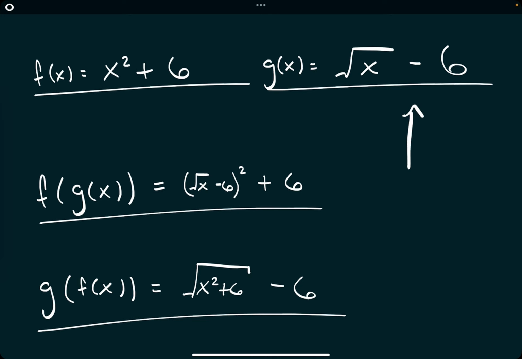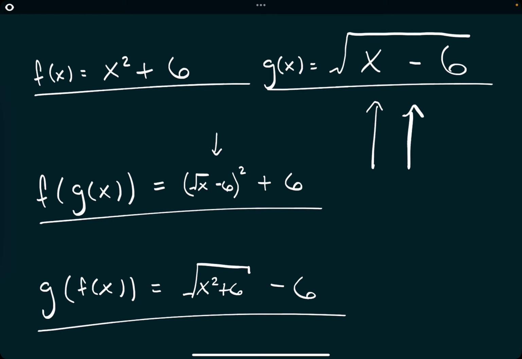Any idea what small change we could make to g of x so that f of x and g of x would be inverses of each other? Take a moment to think about it, and then I'll give the answer away. So the small change we could make is just to extend this square root over the -6. And so instead of just having x under the square root, we now have x minus 6 under the square root. Let's talk about how that's going to change things.